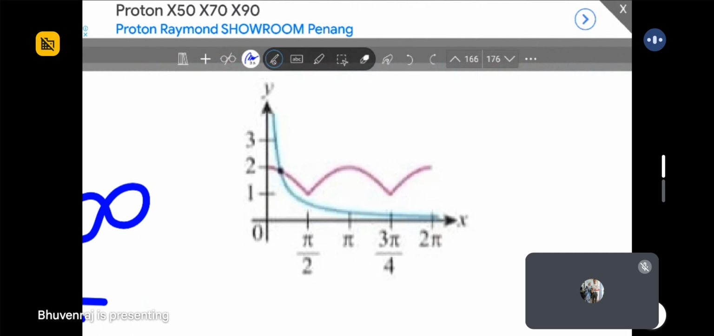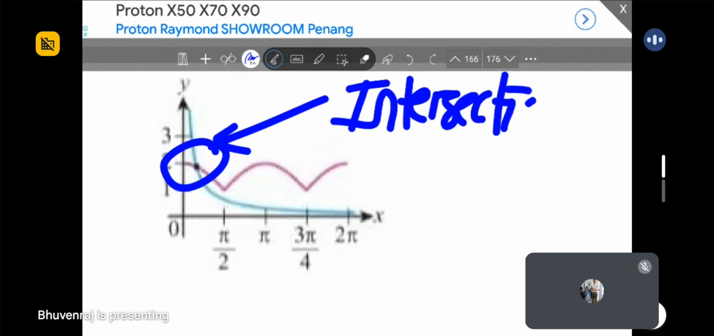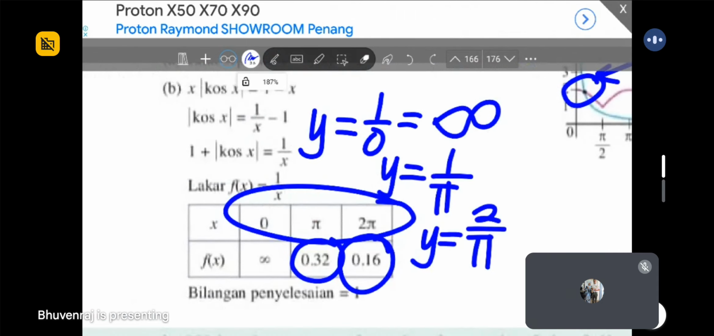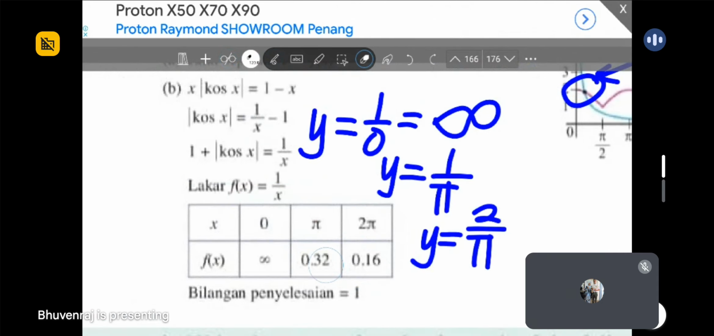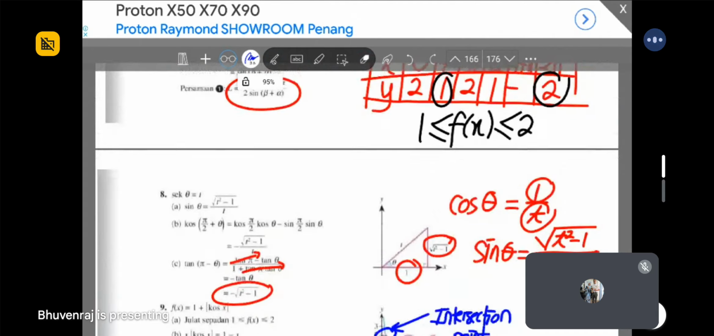Make sure it's accurate. Okay, so guys, how to find the number of solutions for these two graphs? You just need to see the intersection point. This point over here. Titik persilangan. So how many intersection points do we have here? The answer is confirmed, 1 only lah. 1 titik persilangan. So that means only 1 solution. 1 penyelesaian saja. That's why our answer is 1. Are you clear, guys? So this is how we can solve question 9.